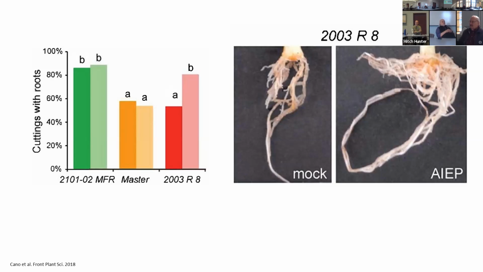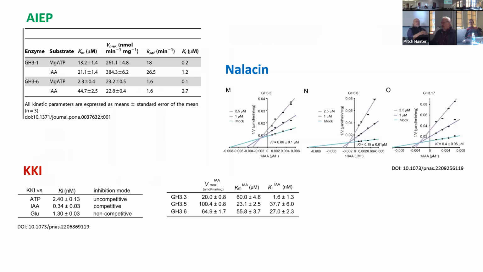So if you inhibit conjugation, it doesn't have much of an effect on those that root well. Luckily in hazelnut, we don't have anything that roots well. We have difficult to root and very difficult to root. So we don't know. We're just starting these experiments now.